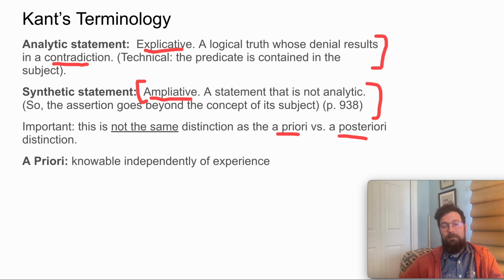Right? So when we're talking about a priori knowledge, we're not talking about the grammar of the sentence, whether there is a relation of conceptual containment between subject and predicate. Instead, we're going to ask this question of, how do you know it? What methods can get us to knowing something?